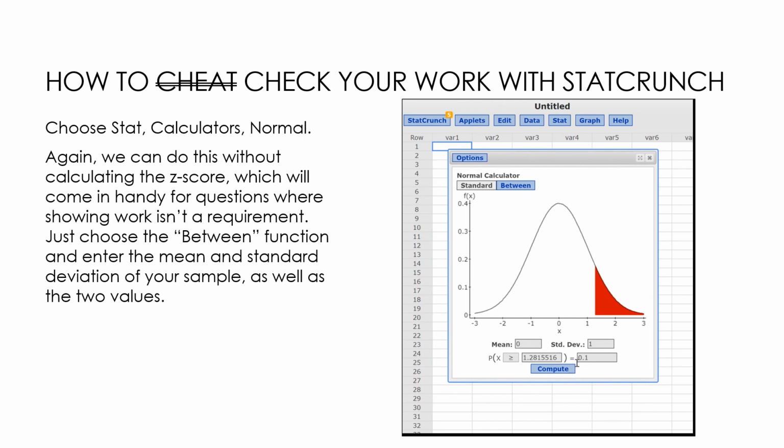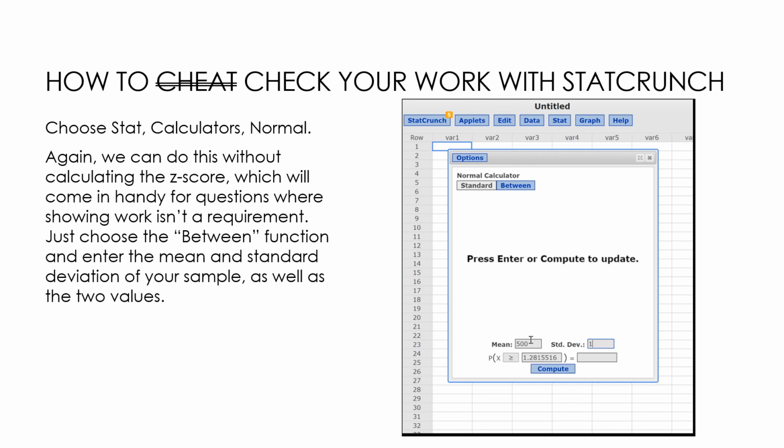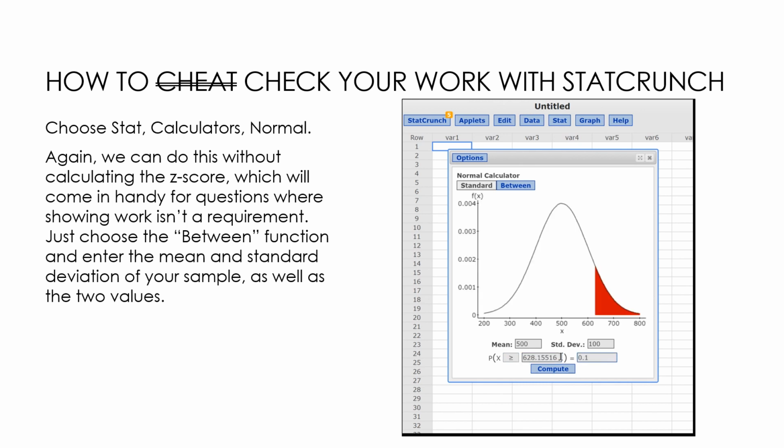But again, it's nice when we can cheat a little bit, when we can check our work to make sure we're on the right track. And so to do that, I would put my mean of 500, my standard deviation of 100, and again, I don't want to input this value. I want to put that the top 10% and press enter, and notice I get 628.15, which is 628.2 or better on the ACT, just like I had before.